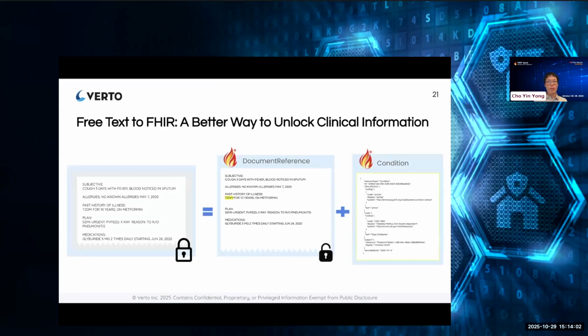And just to wrap up, that's why we believe that turning free text directly to FHIR is a better way to unlock clinical information.